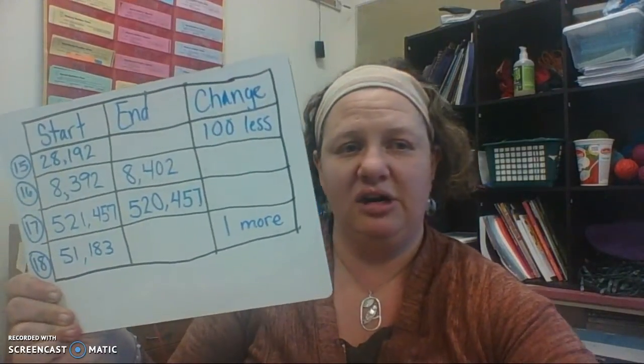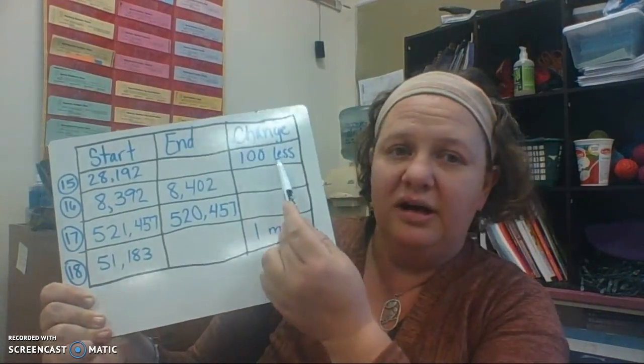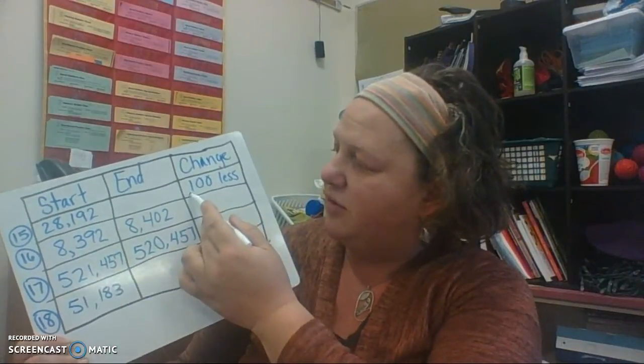So in this chart, it's the same concept, except for sometimes you're going to be looking at the change over here and changing it up, and sometimes you're going to be looking at the numbers and comparing them and figuring what they did and what happened. So this one says 100 less over here, and we have a blank here.